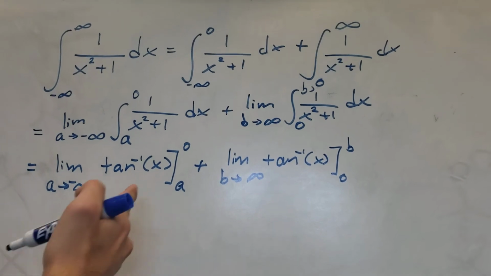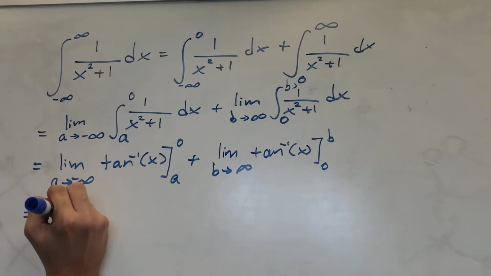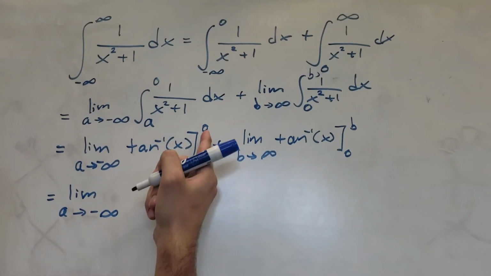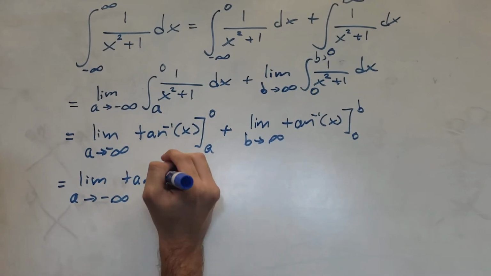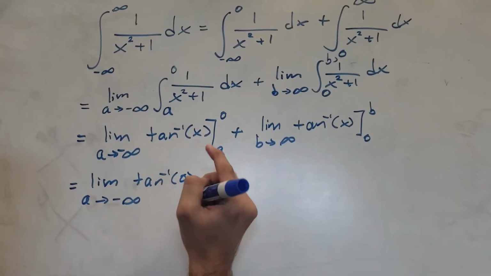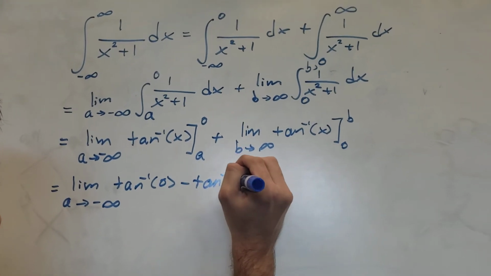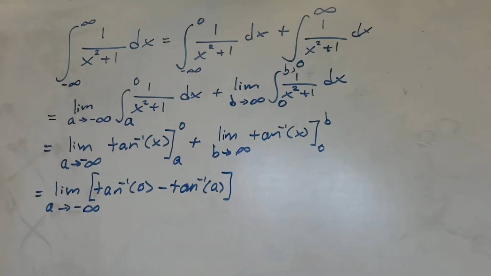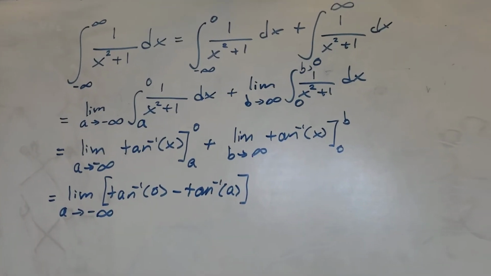So, of course, we plug it in, right? Now this is going to be the limit when a goes to negative infinity. First we're going to plug in the inverse tangent of 0. Now we're going to subtract away the inverse tangent of a. So this is what we're taking the limit of when a goes to negative infinity. And then we're going to do the same thing here, plugging in the b and the 0.